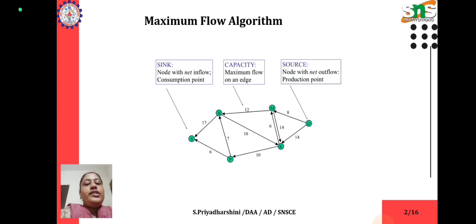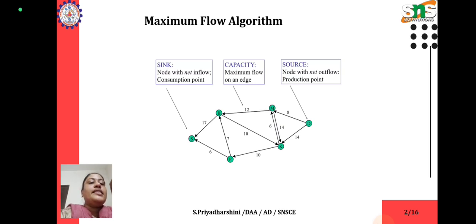Before going deep into the maximum flow algorithm, first we have to know three basic things: the source, the capacity, and the sink node. The source is the node with the net outflow, the production point. Capacity represents the maximum flow on an edge. The sink node, or the destination node, is the node with net inflow, the consumption point. So these are the three basic things to be known.